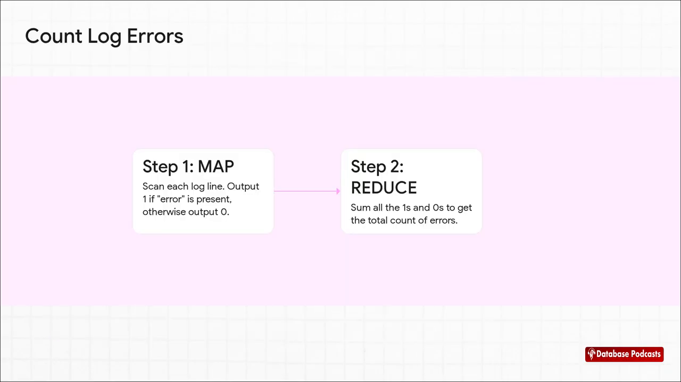Okay, let's make this totally concrete. Imagine you have a gigantic server log file, and you just want to count how many lines say error. The map step is easy. It goes through every single line. If it sees error, it spits out a 1. If not, it spits out a 0. So now you've got this massive list of ones and zeros. The reduce step, even easier. Just add them all up. The final sum is your total error count. See? Map to transform, reduce to summarize.